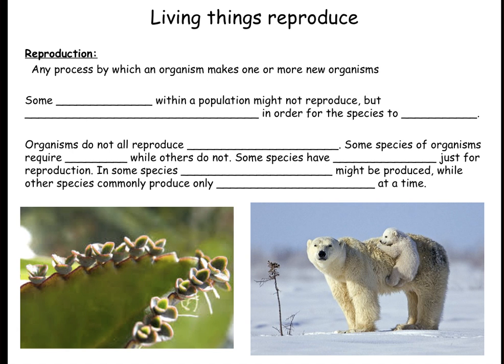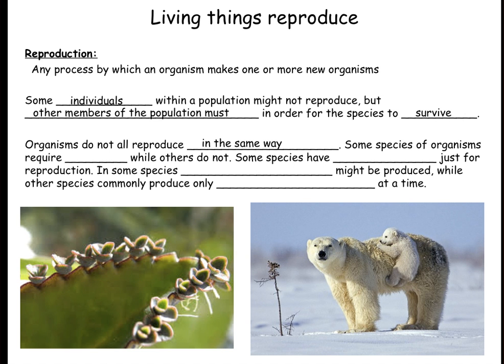Now, it is true that some individuals within a population might not reproduce. However, within the entire population, other members must reproduce in order for the species itself to survive. It is also important to remember that although all organisms reproduce, they do not all reproduce in the same way.